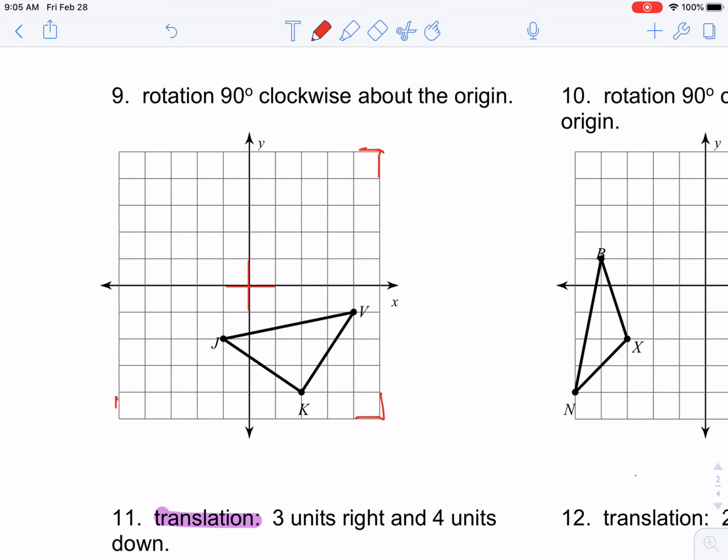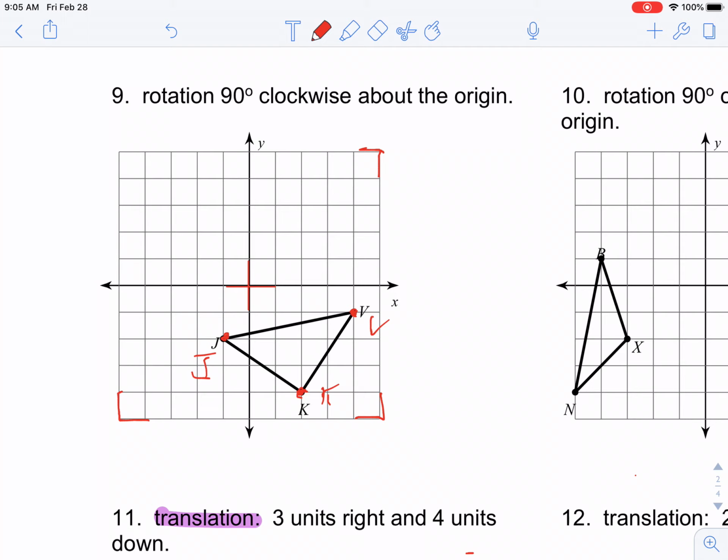And then something else I like to do is to just put the points. I don't need the whole shape, so I'm going to put a dot for J, put a dot for K, and a dot for V. I'm also going to label them V, K, and J.